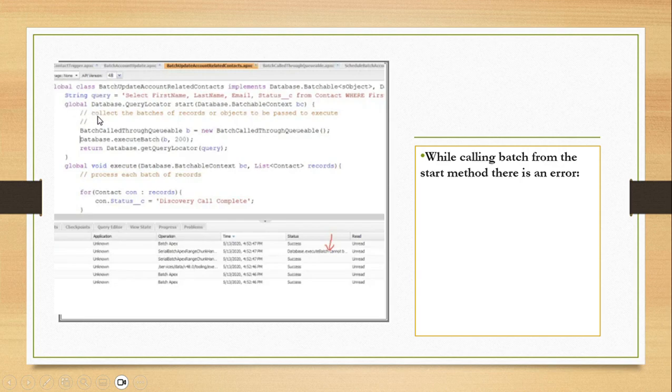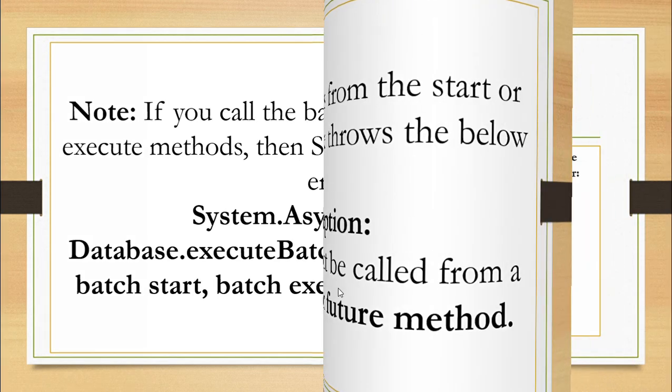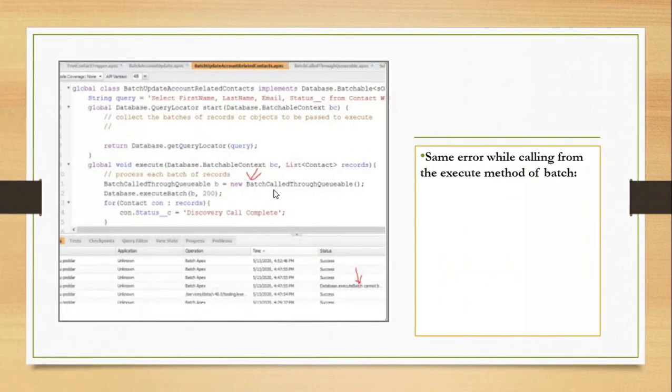in the global Database.QueryLocator start method of Database.Batchable, you call another batch, this new batch class, using Database.executeBatch. So it will show that Database.executeBatch cannot be called from a batch start, batch execute, or future method. The same error occurs while calling from the execute method.